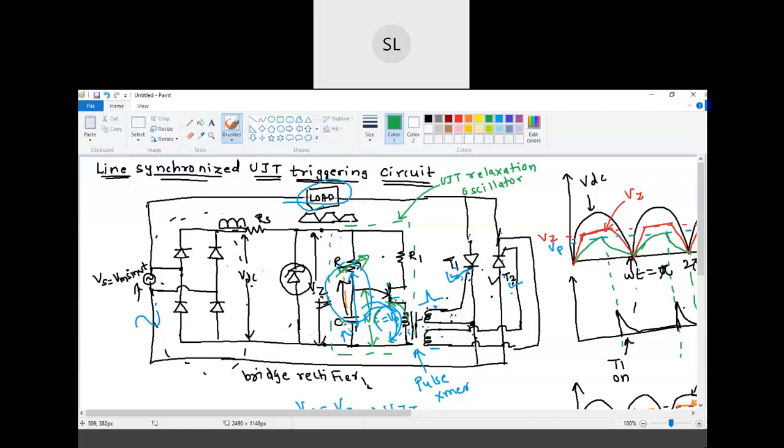Okay, so this is one technique through which we can turn on a thyristor, that is using a UJT relaxation oscillator, and that circuitry is called a line synchronized UJT triggering circuit.